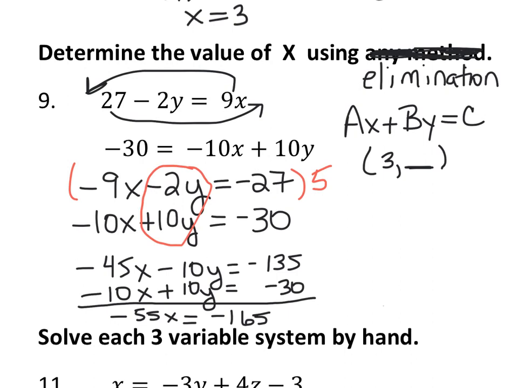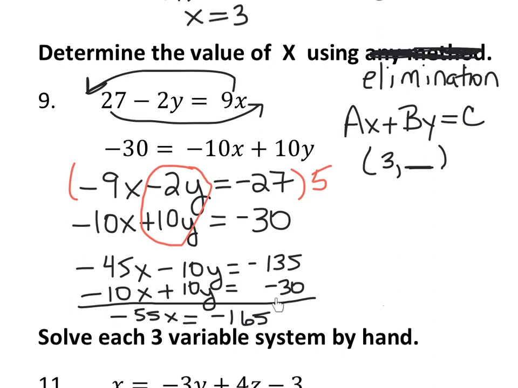Okay, so I multiplied the top row by 5, and I got negative 45x minus 10y equals negative 135. And then I just dropped this other equation back down here underneath it, lined everything up, and went ahead and added these together. So here I got negative 55x equals, of course the y's drop out, that was the whole point, that's why it's called elimination. And then we add these together and get negative 165.